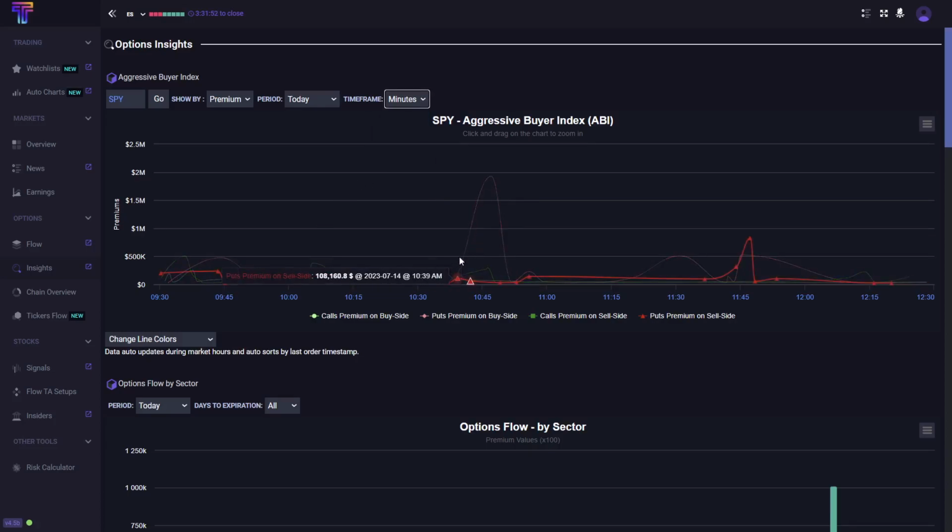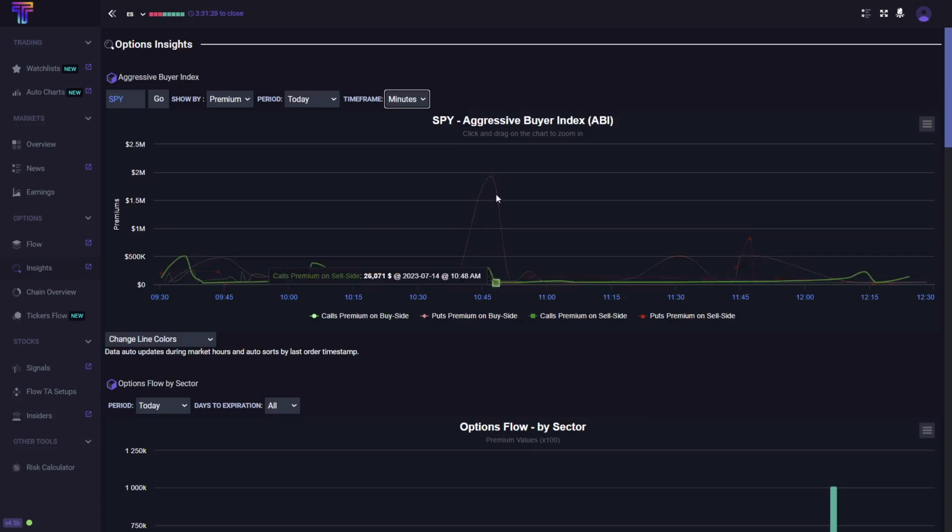So what you want to look for is big spikes, and these spikes will have four different options. You have call premium to the buy side, put premium to the buy side, call premium to the sell side, and put premium to the sell side. And it'll give you the corresponding tickers and the time in which these actual spikes happened. And it'll show you the value of the premium or the value of the fill for whatever these option contracts are worth.